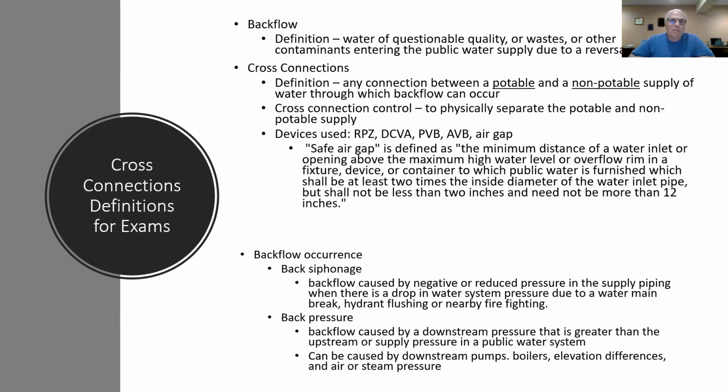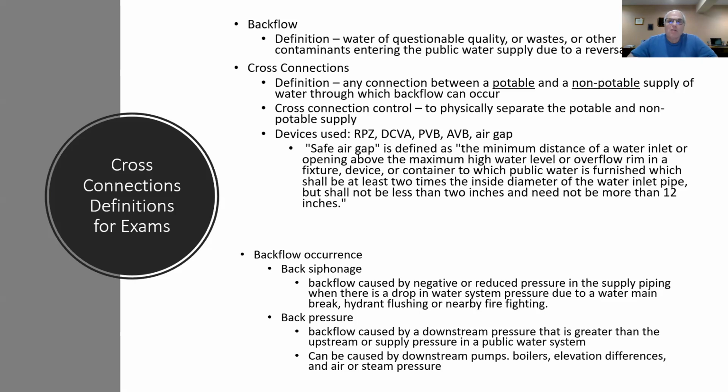For some of the other definitions, cross connections would be any connection by which the non-potable supply can backflow into the potable water supply. Cross-connection control is actually the program that helps physically separate the potable and the non-potable supply so that these backflow occurrences don't happen. Typically, utilities are going to use mechanical devices to stop the ability of water to flow backwards. There's the RPZ device, which is a reduced pressure zone backflow preventer. There's the DCVA, which is the double check valve assembly. There's the PVB and AVB, which are small devices called pressure and atmospheric vacuum breakers.